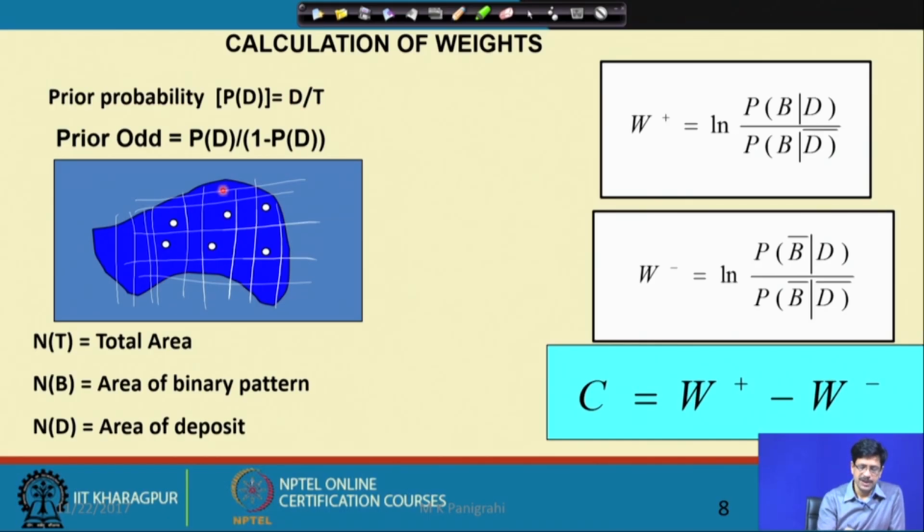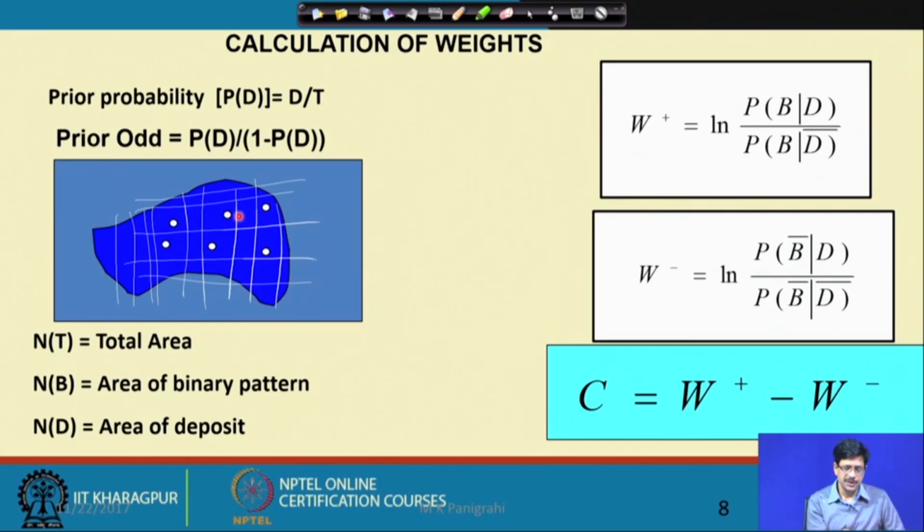Suppose there are 1000 squares here, and out of the 1000 squares, 6 squares have this mineral deposit. That means the probability can be expressed as 6 by 1000, which will be something like 0.006 or something like that. And so, this gives me an idea of what is the probability, if I take this area of interest, that any point would contain an ore body.